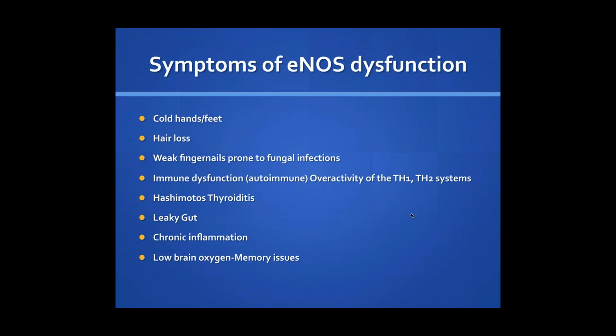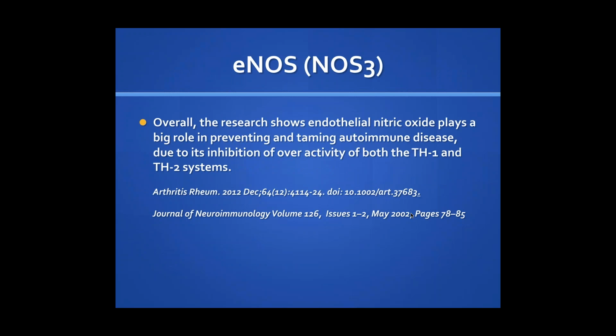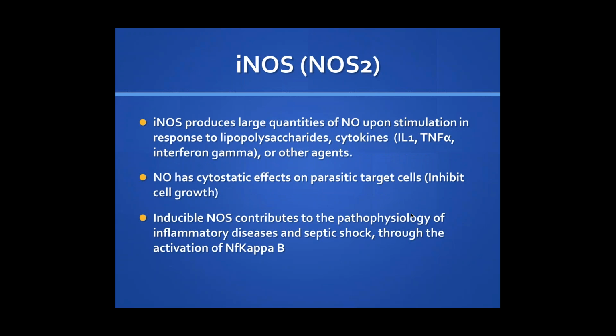The chronic inflammation, of course, and low brain oxygen or memory issues, which we talked about. So overall, the research shows endothelial nitric oxide plays a big role in preventing and taming autoimmune disease due to its inhibition of overactivity of both the Th1 and Th2 systems. And this was the study out of a couple of prominent journals here. So the inducible nitric oxide is the second kind, and it produces large quantities of nitric oxide upon stimulation in response to lipopolysaccharides, cytokines, or other agents. We're going to look at that in a little more detail here.